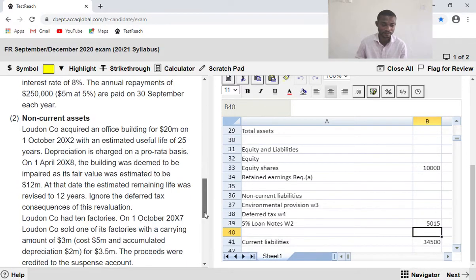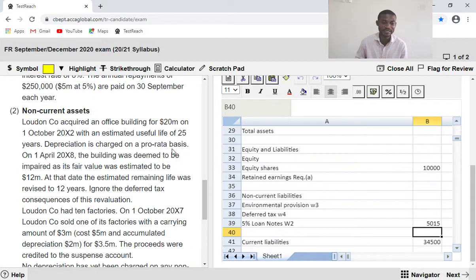Now let's move on. Depreciation is charged on a pro rata basis. Now on 1st April X8, the building was deemed to be impaired, as its fair value was estimated to be 12 million. So it means that we have to determine the current amount at this date, the 1st of April X8. From 1st October X7 to 1st April X8, that will be 6 months, because you have October, November, December, and then January, February, March. So we have to determine the 6 month depreciation taken out from the current amount as of 1st October X7. Then we can have the current amount as of 1st April X8.